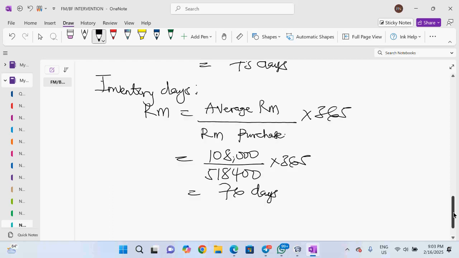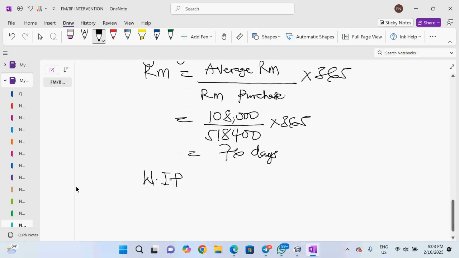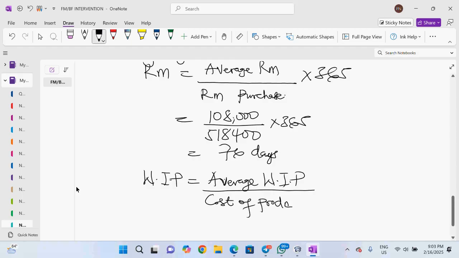And then we have work in progress. The work in progress is the average work in progress, all over the cost of production, times 365 days.